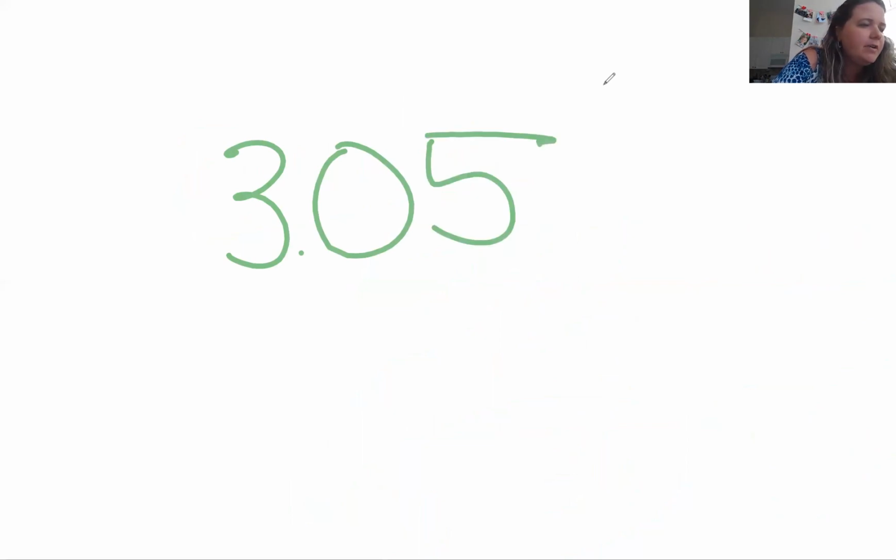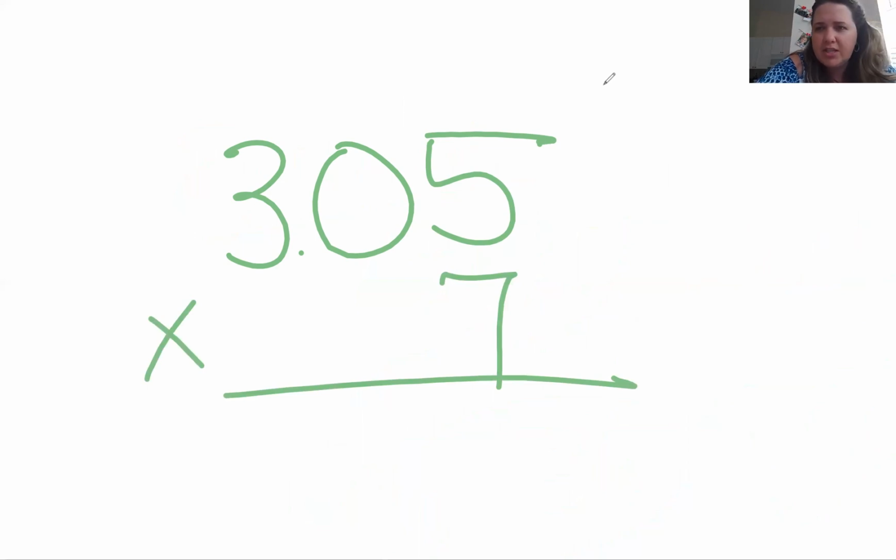Let's see here. I want to try another estimating one. So I'm going to do number 8, which is 3.05 times 7. I'm going to treat it just like I would a normal multiplication problem. I'm going to start over on the far right and go 7 times 5, 7, 14, 21, 28, 35. Bring down the 5, I carry the 3.